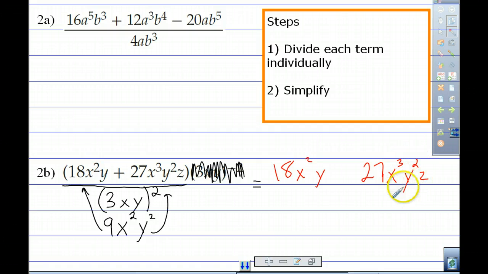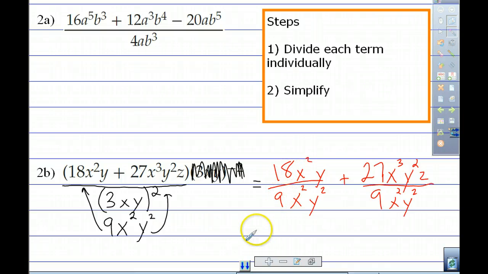Alright? All over. 9x squared, y squared, and 9x squared, y squared. This is a positive. So here we go.